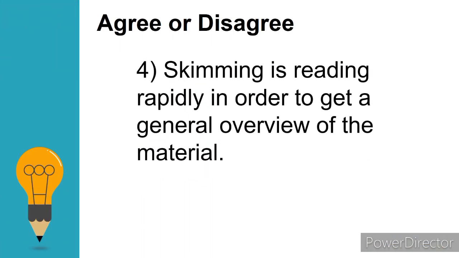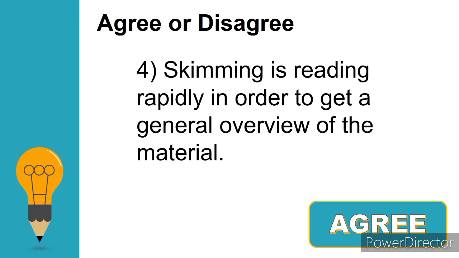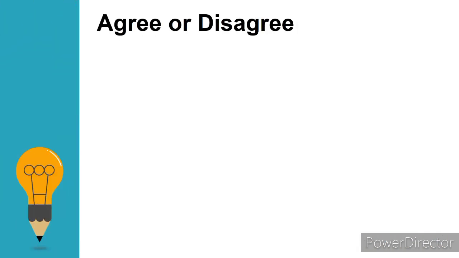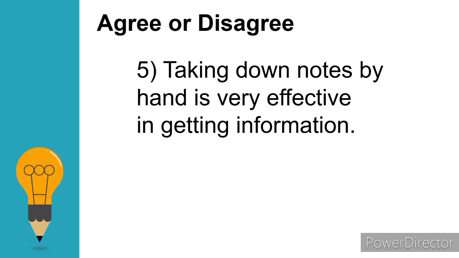Number 4. Skimming is reading rapidly in order to get a general overview of the material. What's your answer? Good response. Agree is the correct answer. Number 5. Taking down notes by hand is very effective in getting information. What's your answer? Amazing! Agree is the correct answer.